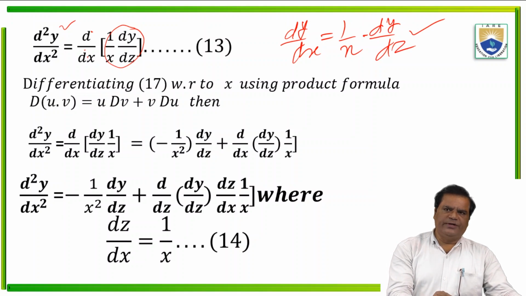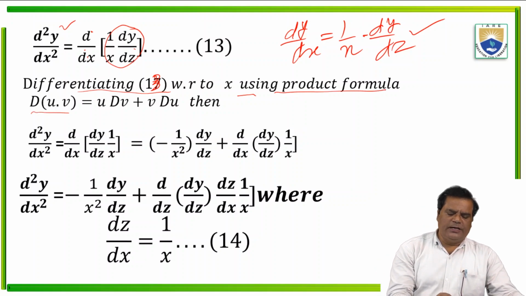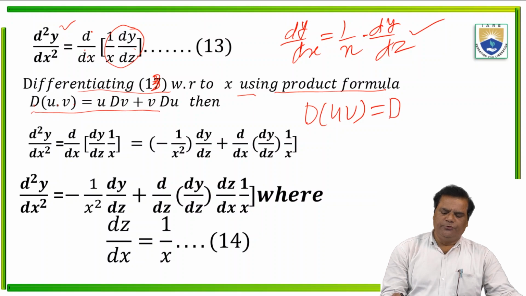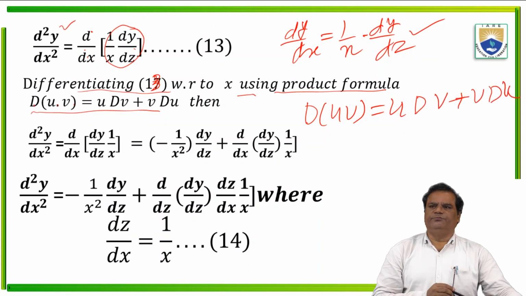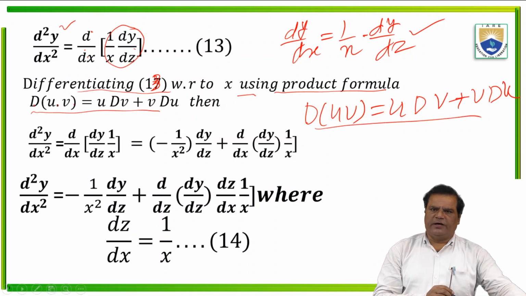So now differentiating this result one time. Differentiating equation 13 with respect to x using the product formula. What is the product formula? Differentiation of u times v is equal to u, keeping it constant, differential of v, plus v, keeping it constant, differential of u. So we apply this formula, known as the product formula.